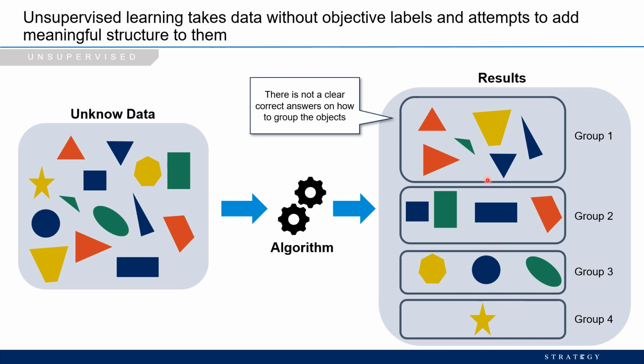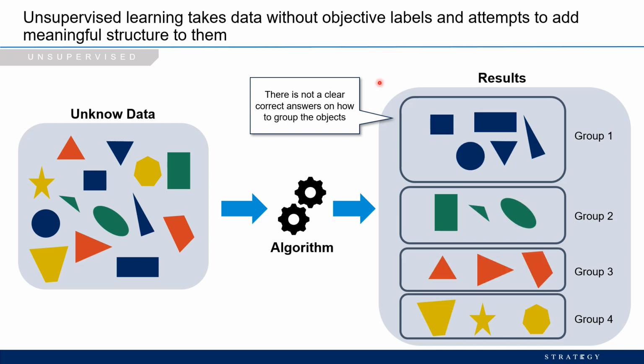Now, one thing you want to notice is, look, I didn't say this is my triangle group. I didn't say this is my rectangle group or this is my ellipse group. I just said group 1, group 2, group 3, because there really is no right way to group these. The algorithm just found some similarities between them and tried to group them accordingly. And there's also not an objective right or wrong answer for how a supervised learning algorithm will go about this.